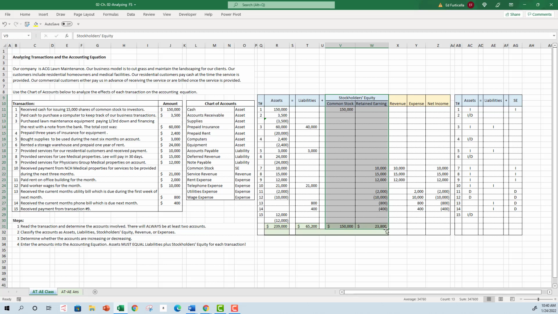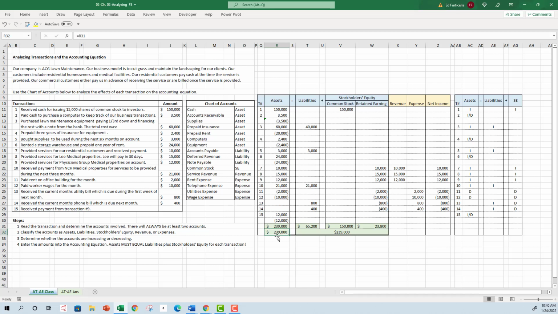or $183,800. When we add the total stockholders' equity to the liabilities of $65,200, we get $239,000. Our accounting equation is in balance. Our assets of $239,000 equal our liabilities plus stockholders' equity of $239,000.